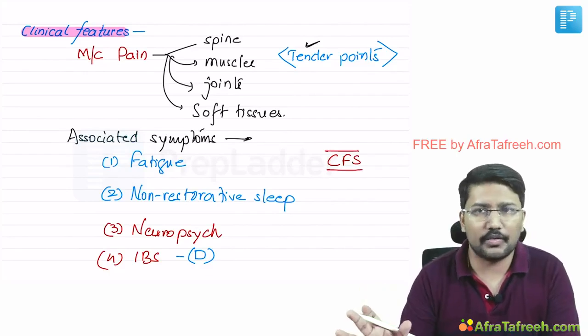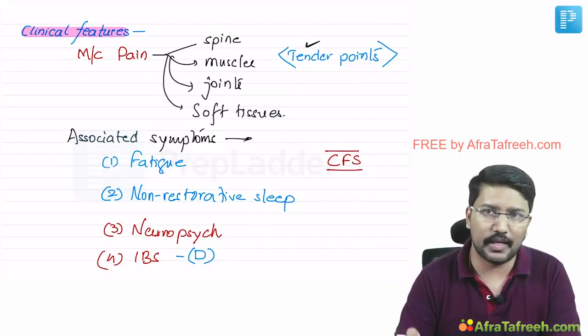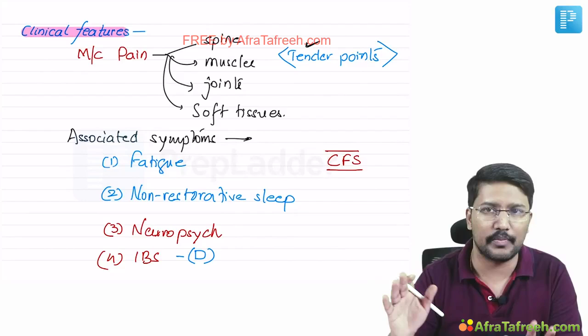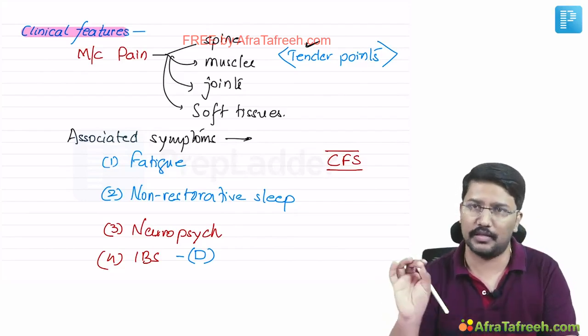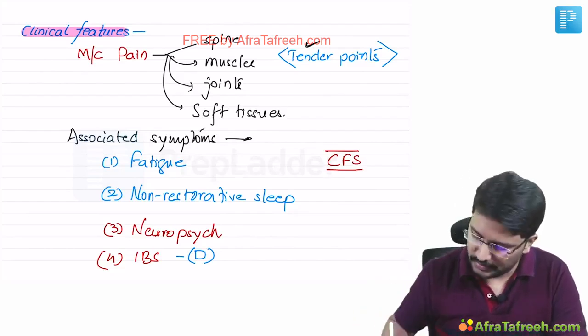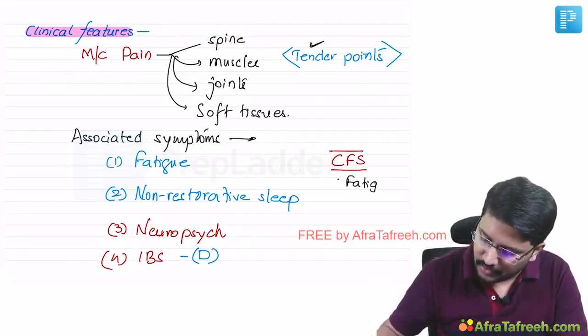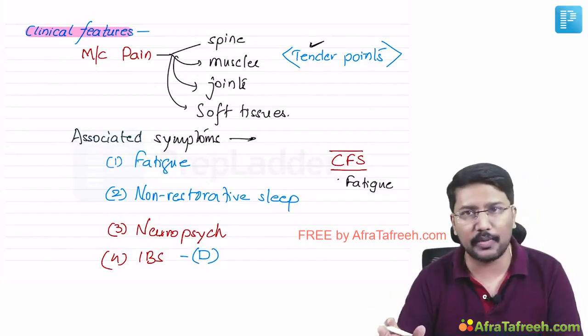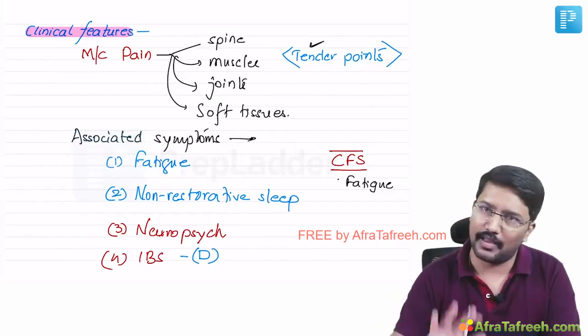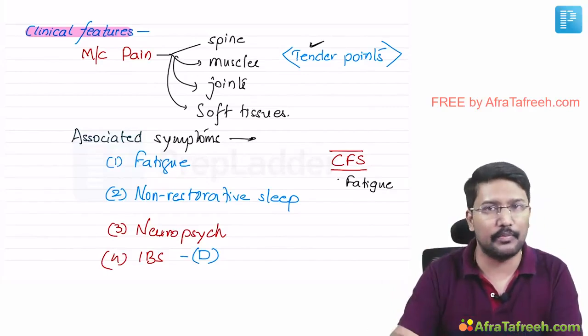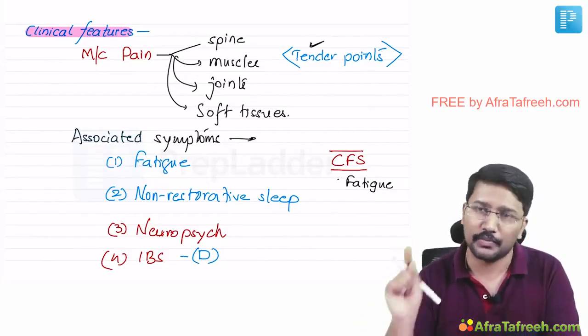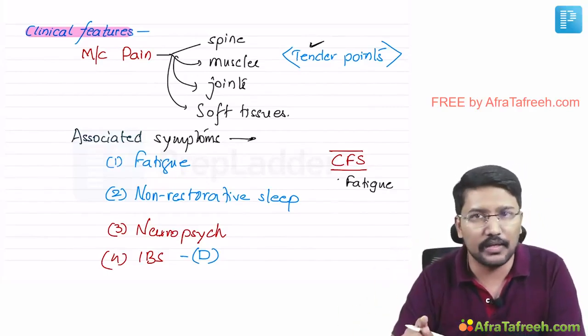So there are no lab tests and all, but I will give you some important clues which will help you in clinical practice as well as in MCQs to differentiate between fibromyalgia and chronic fatigue syndrome. The first point is, in case of chronic fatigue syndrome, fatigue is the dominant or predominant symptom. In case of fibromyalgia, it is the pain. They also have fatigue, but pain is what brings them to the hospital. In case of chronic fatigue syndrome, it is the fatigue that brings them to the OPD.